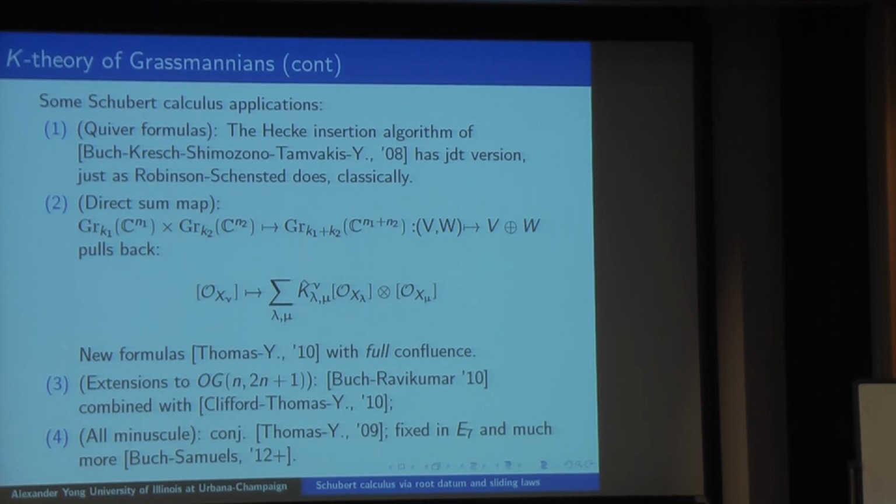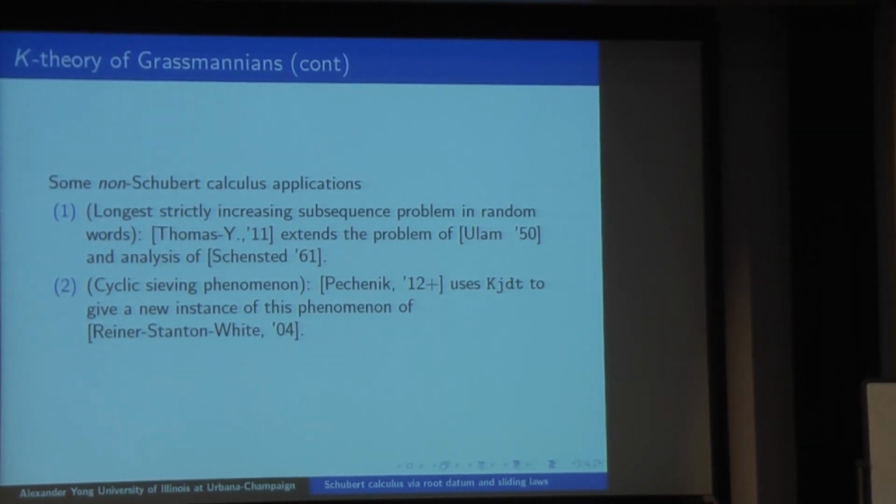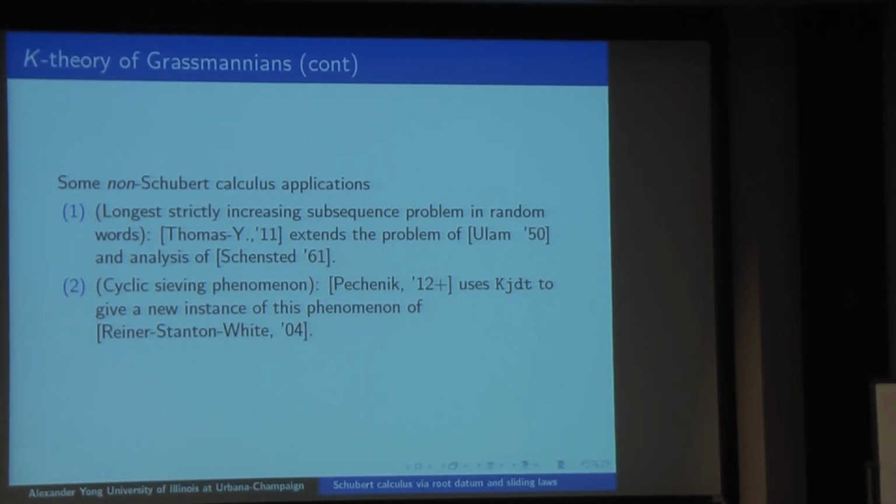Now, I want to just point out number one again. So that was the Hecke insertion algorithm, and it's sort of an analogy with Robinson-Schensted. So now let me tell you about two non-Schubert calculus applications of this law. So the first application is to the longest strictly increasing subsequence problem. This is a classical problem that one can trace back to Ulam of atomic bomb fame.